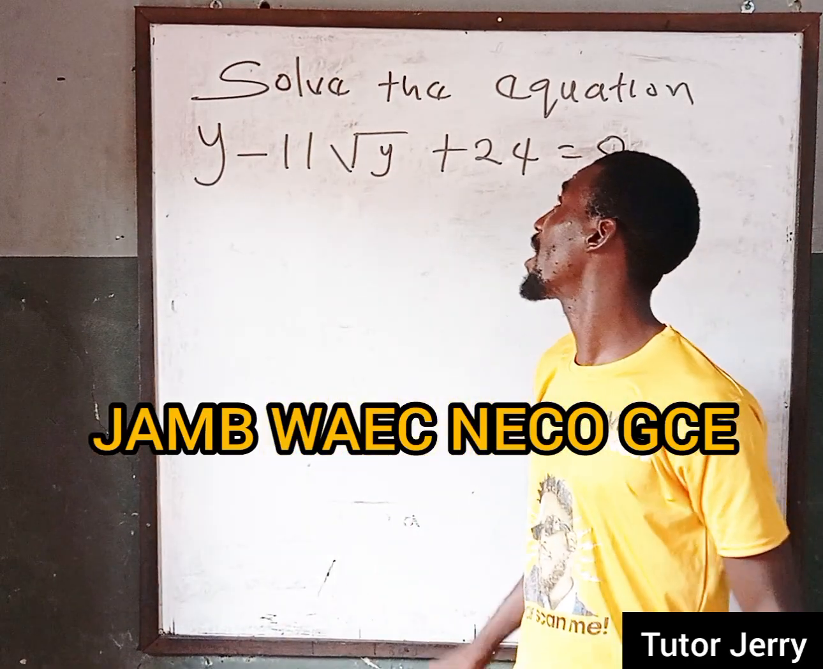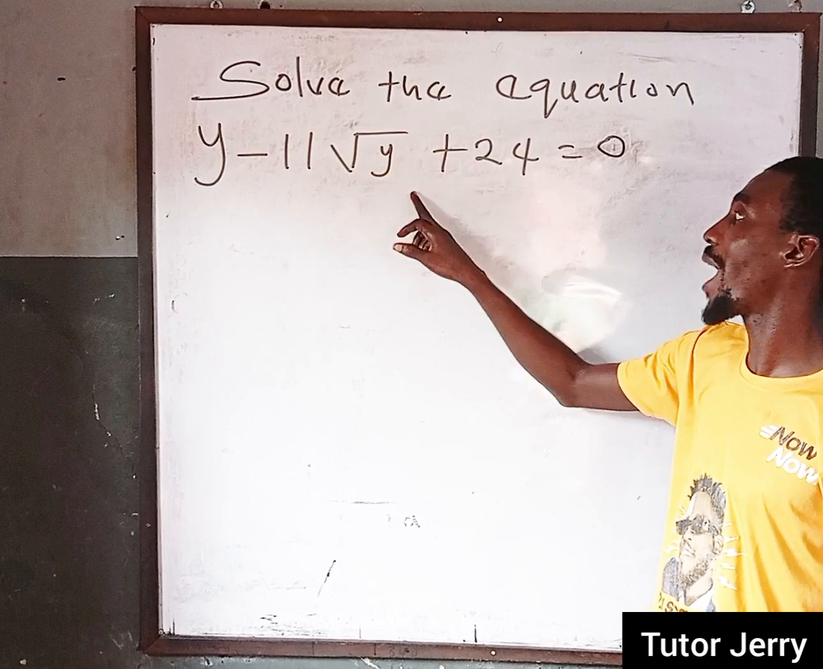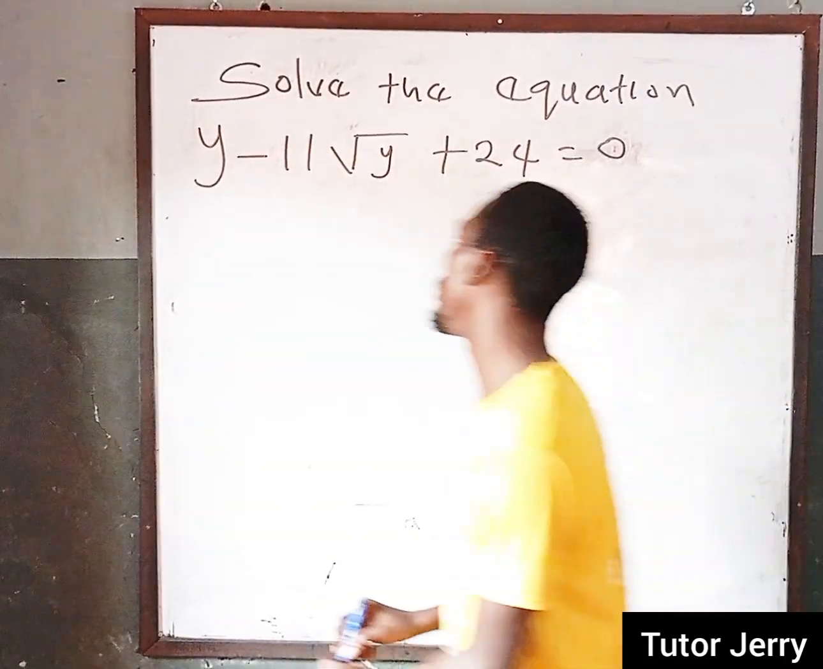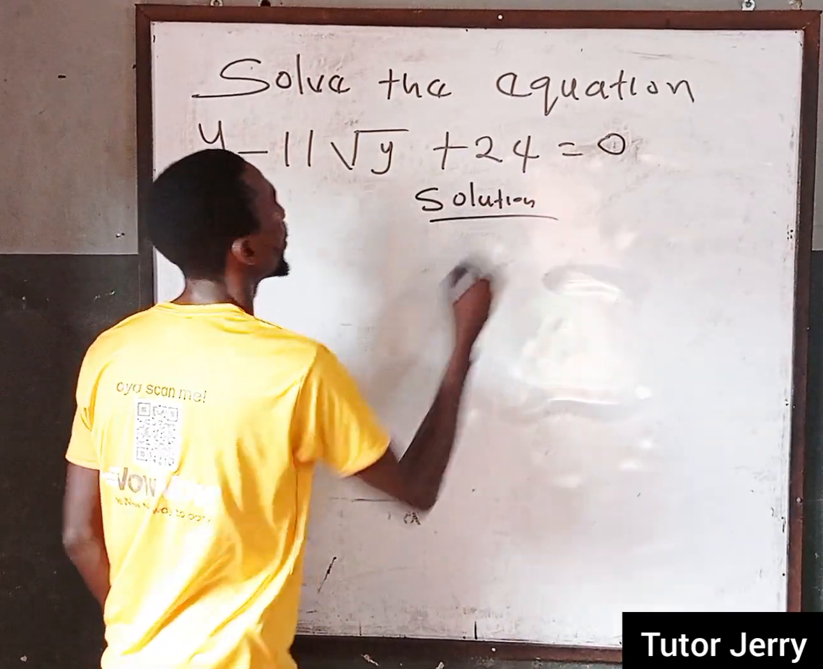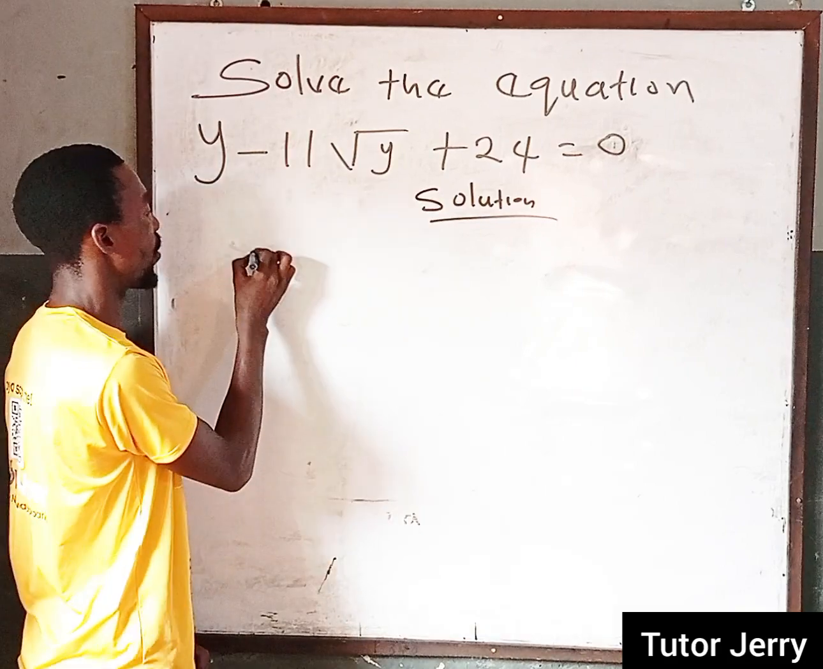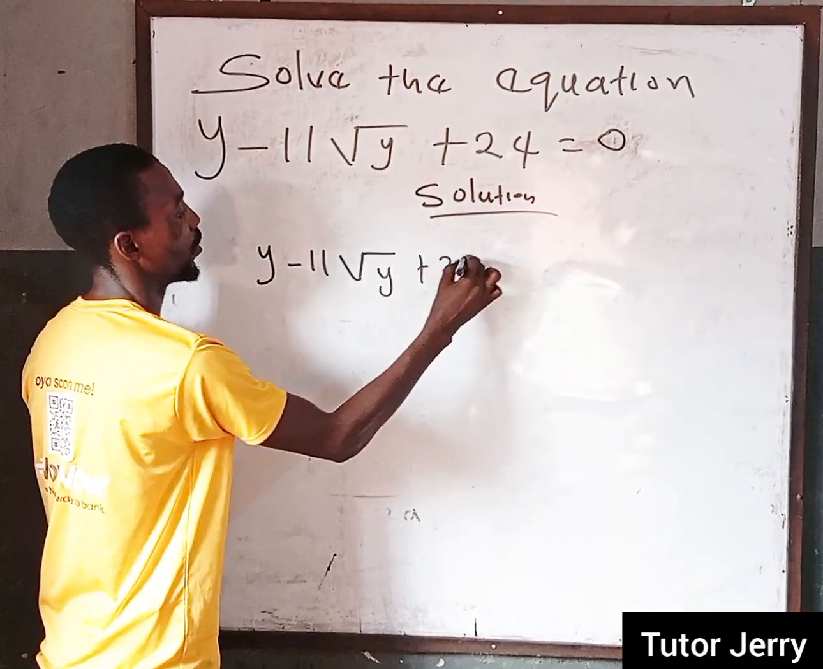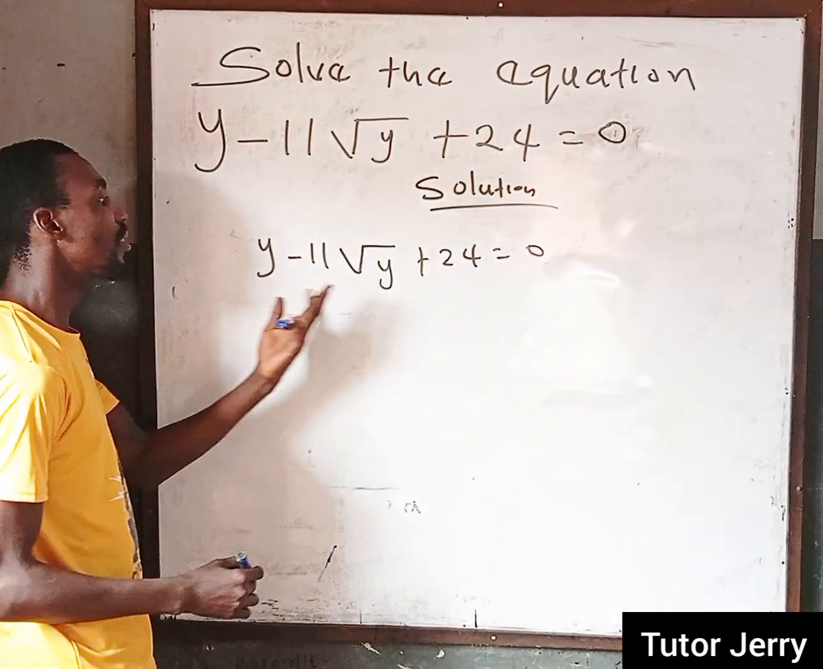Yes. So which one? y minus 11 root y plus 24 equals 0. Alright. Solution. I'm going to start by writing the solution. Let's write the question first. The question is y minus 11 root y plus 24 equals 0.